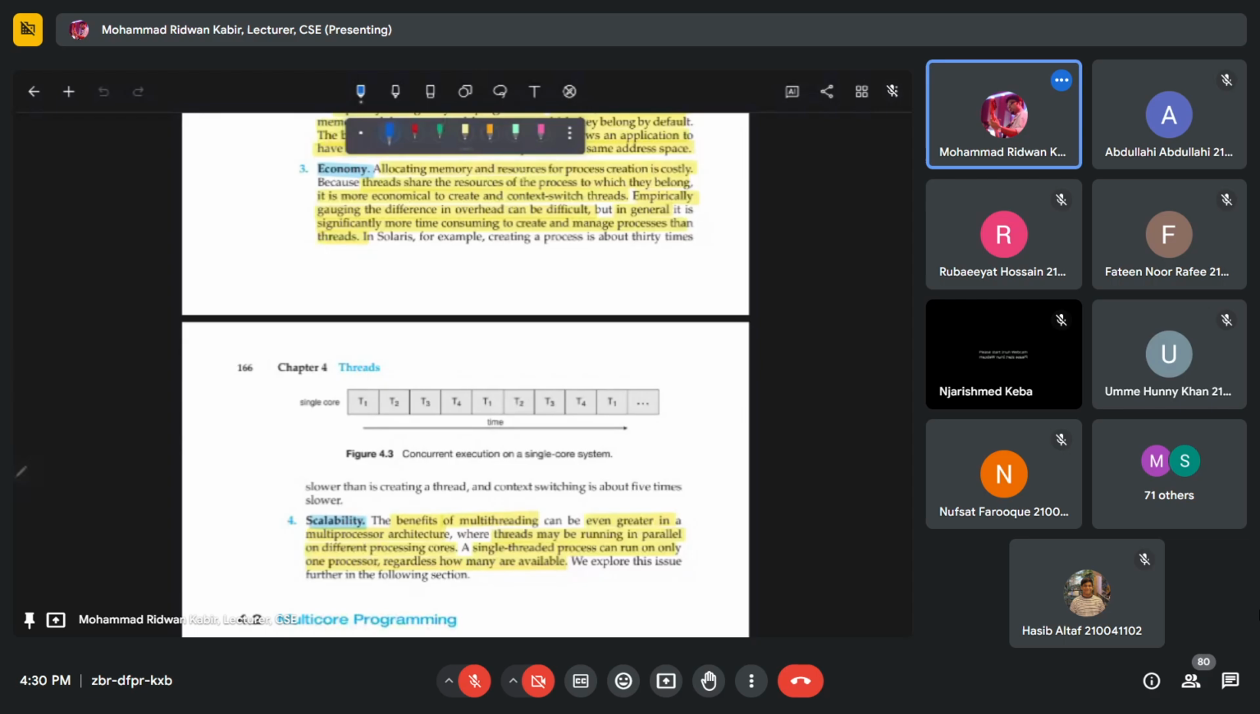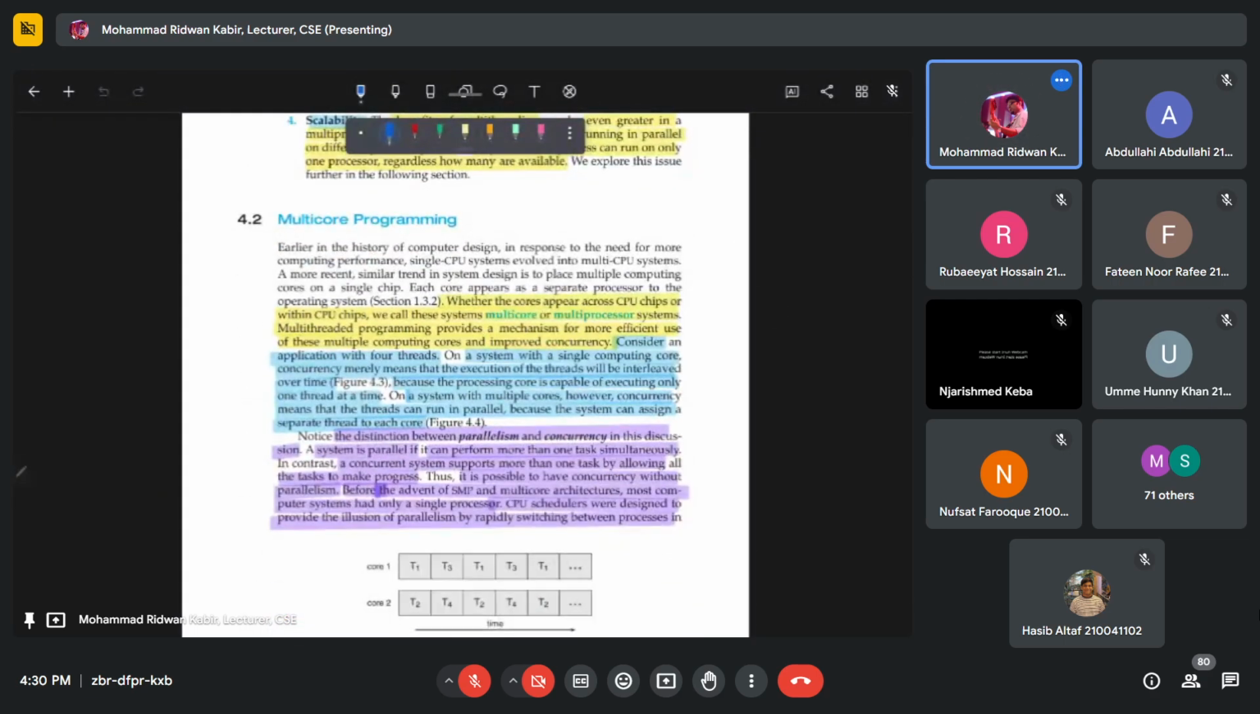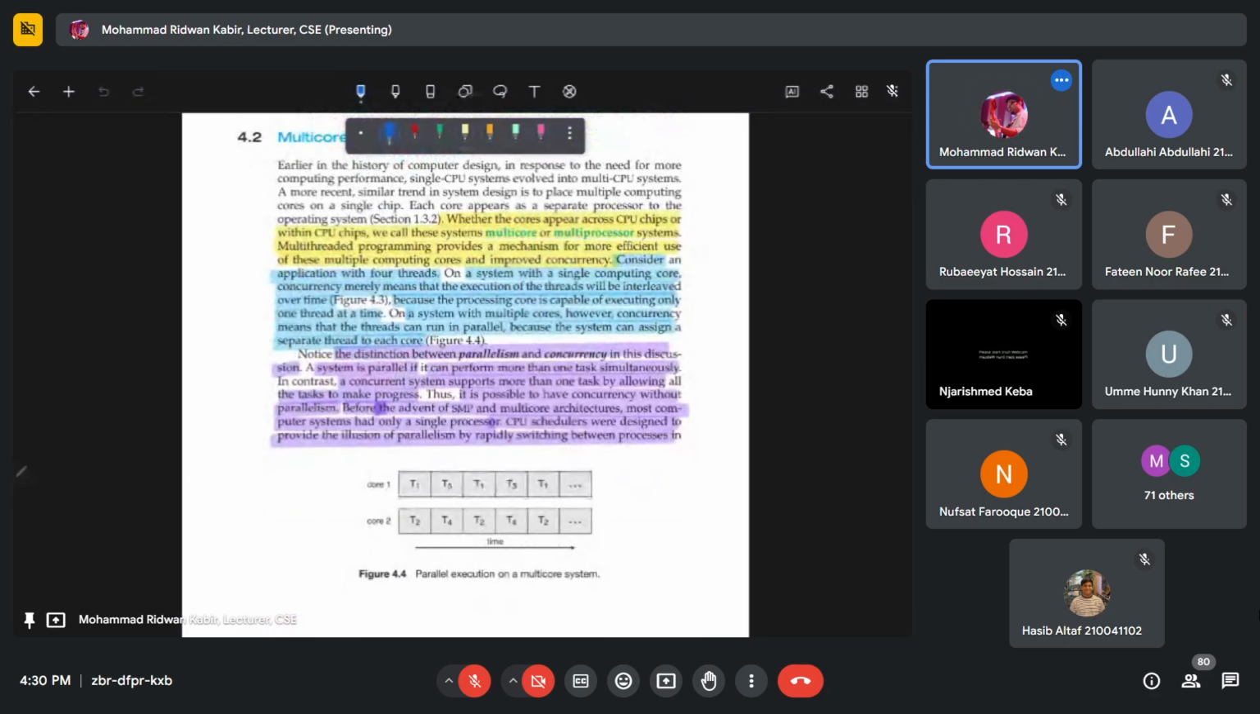And we talked about parallelism and concurrency, right? You remember what parallelism and concurrency was? Or have you forgotten this too? Yes, sir.